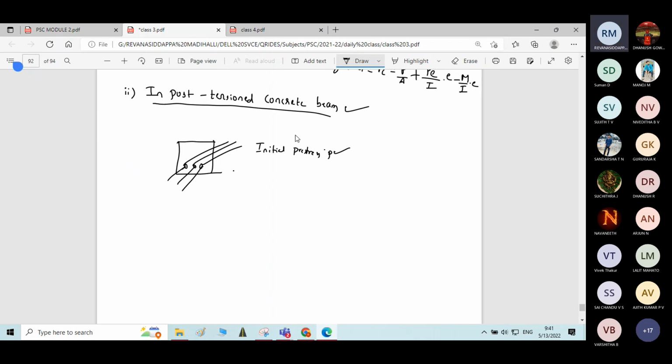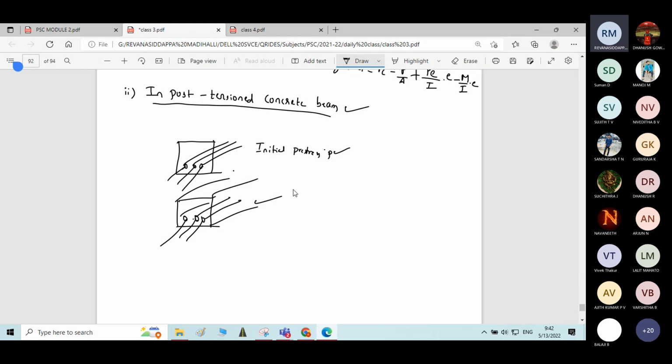For the same post-tension concrete beam, if the wires are stretched one by one, there is loss of pre-stress in the tendon during subsequent stressing of tendons. There is loss in each tendon during subsequent stretching of the tendons. In this case, you need to calculate loss of pre-stress due to elastic shortening.